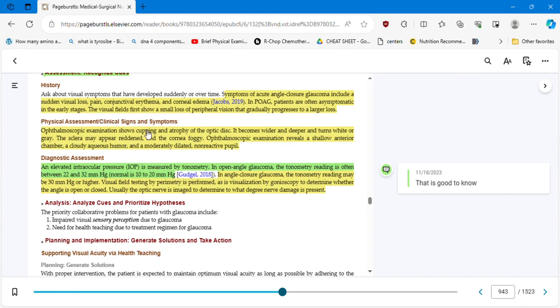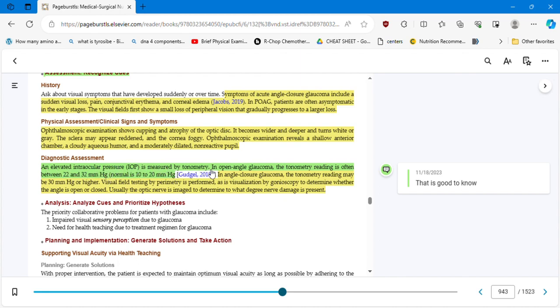Ophthalmoscopic examination shows cupping and atrophy of the optic disc. It becomes wider and deeper and turns white or gray. The sclera may appear reddened and the cornea foggy. Ophthalmoscopic examination reveals a shallow anterior chamber, a cloudy aqueous humor, and a moderate dilated non-reactive pupil. An elevated intraocular pressure is measured by tonometry.